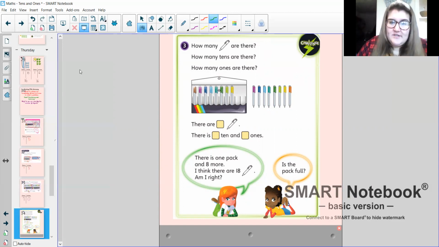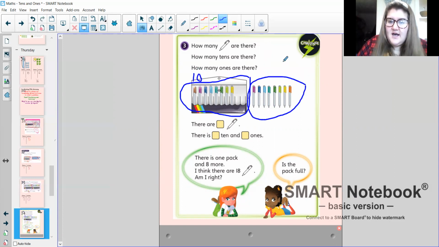So I'm hoping that some of you said, well, Miss Winfield, I think Astrid must have assumed that this pack was full, so it was worth 10, and that the ones on the side, those are 8 ones, so she added 10 and 8 and got 18.